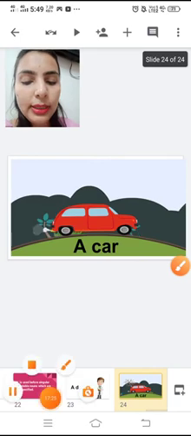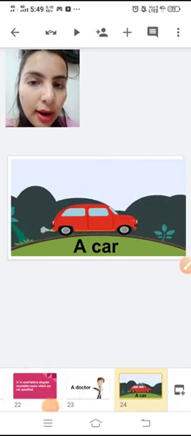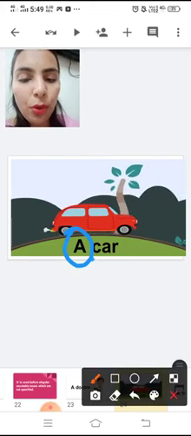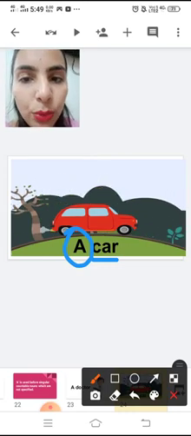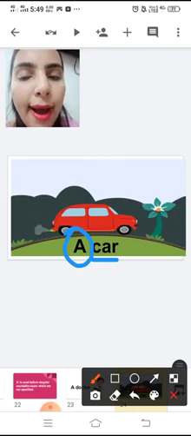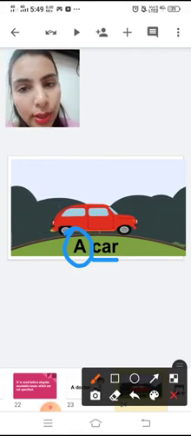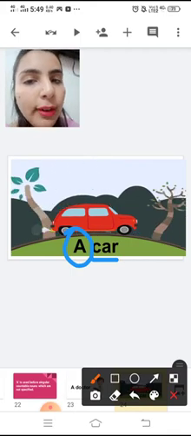Now see the next. A car. Here again we use A before the noun car, because car starts with the letter C, and C is a consonant. So we use A before car.